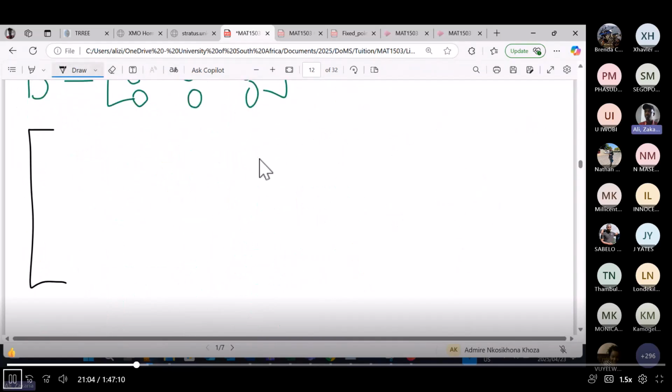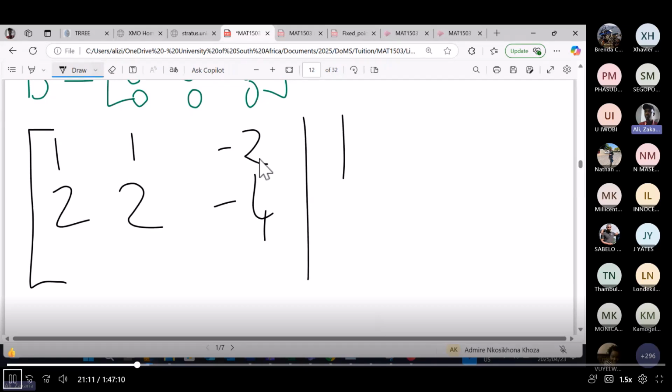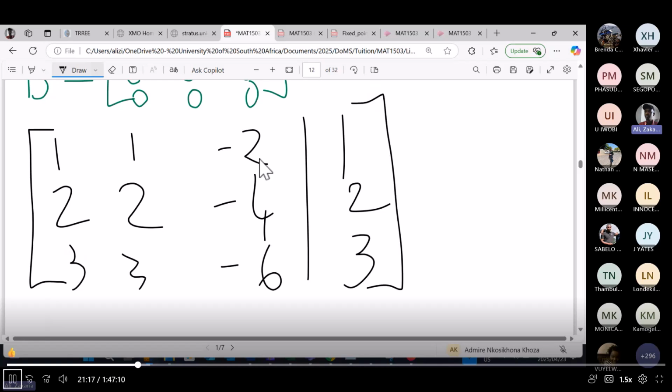I can't remember very well, but I can just say 1, 1, minus 2 and 1, then 2, 2, minus 4 and 2, then 3, 3, minus 6 and 3. This is the augmented matrix. So the operation I used in the previous matrix is row 2 minus 2 times row 1, and then I put the answer into row 2.